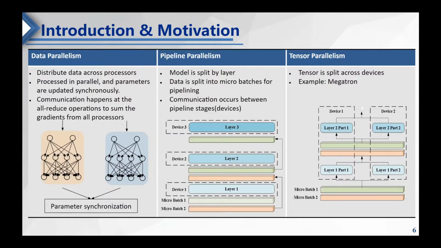For pipeline parallelism, it splits the model by layer. Data is split into macro batches for pipelining. In pipeline parallelism, communications occur between pipeline stages.